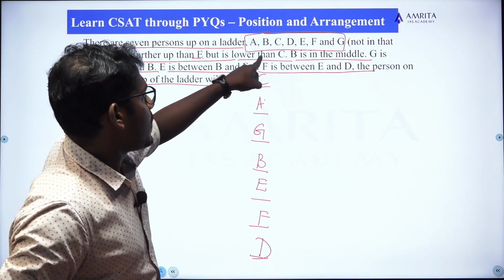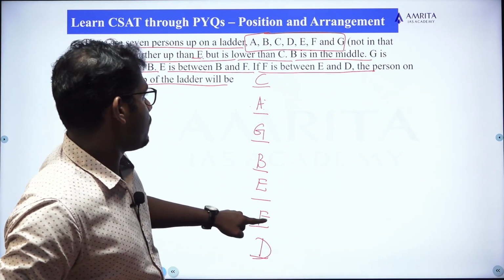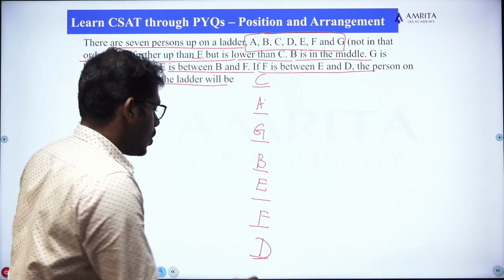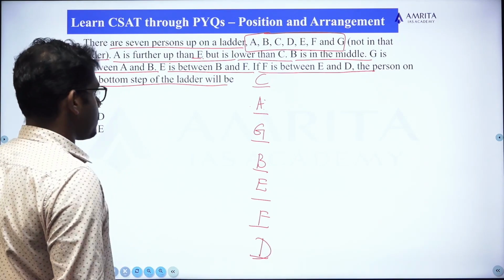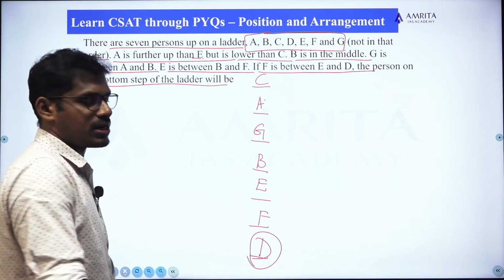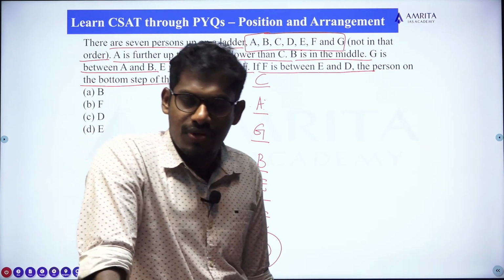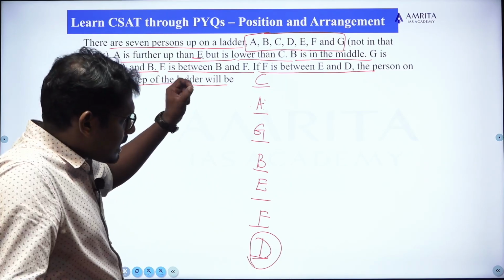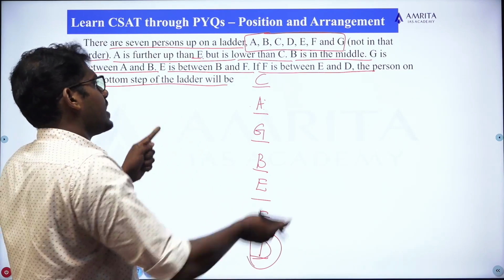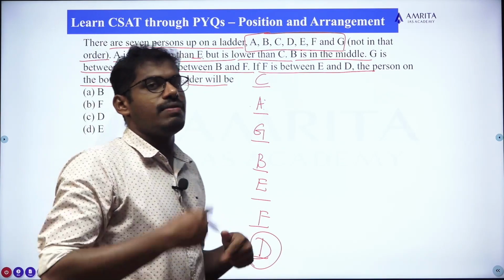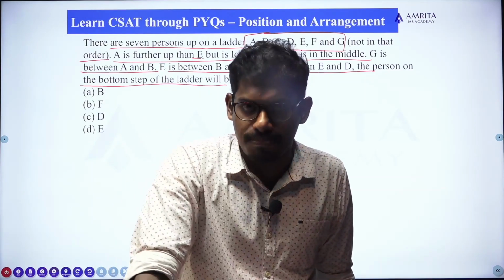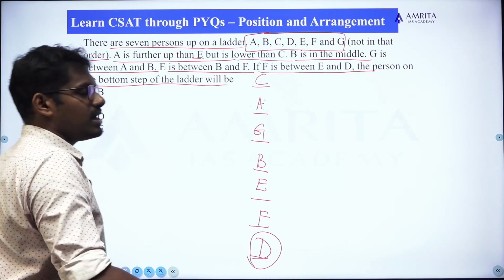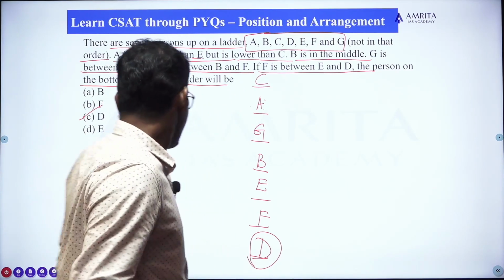Read here: if F is between E and D. Yes, F is between E and D. So the question is the person on the bottom step of the ladder will be. The answer for this question is D, because D is at the bottom of the ladder. Clear? Understand? So by taking different possibilities and checking them against the statements, we will be able to reach the conclusion. So the answer for this question is D, that is option C is the correct answer. Clear? Okay, moving to the next question.